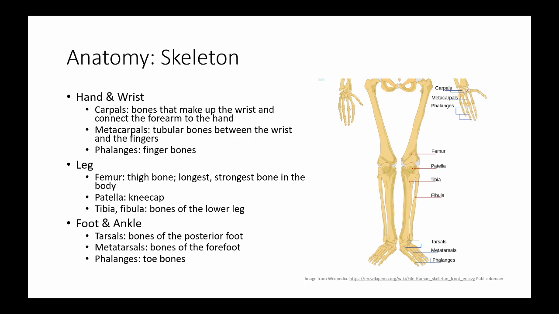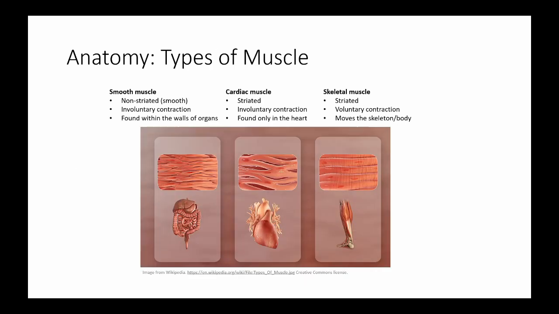The leg includes the femur. This is the thigh bone. It's the longest, strongest bone in the human body. The patella is the kneecap, and the tibia and fibula are bones of the lower leg. The foot and ankle include the tarsals, which are the bones of the posterior foot, the metatarsals, which are the bones of the forefoot, and the phalanges, which are the toe bones. The phalanges of the fingers and toes are analogous, and the metacarpals and metatarsals are analogous.